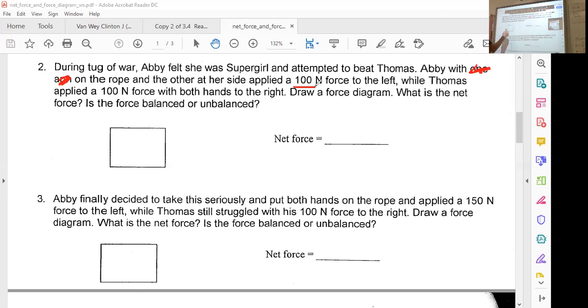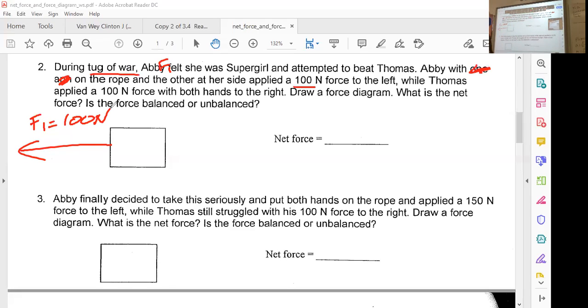Abby does it's a tug of war, so she's pulling, right? So she's going to act on the edge of the road. That's not super duper important in this class, but when we draw our diagrams, we might as well do it accurately. So 100 newtons to the left. F1. Abby is now F1. F1 equals 100 newtons.